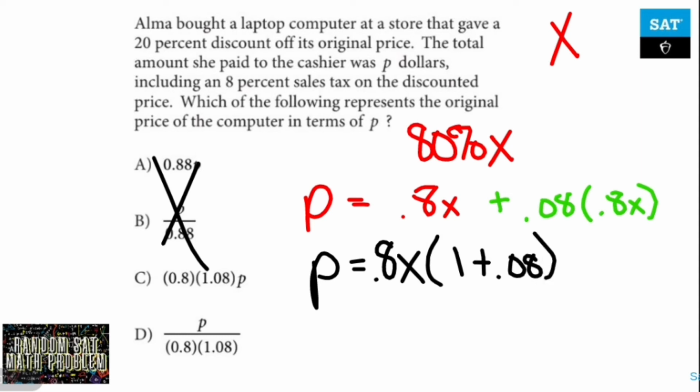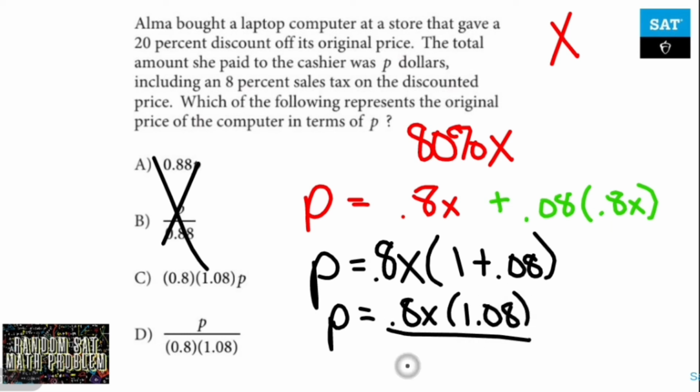which is, look at that, I figured it out, which is 0.8x times 1.08. If I divide both sides by 0.8 and 1.08, that leaves x all by itself. So my answer is D.